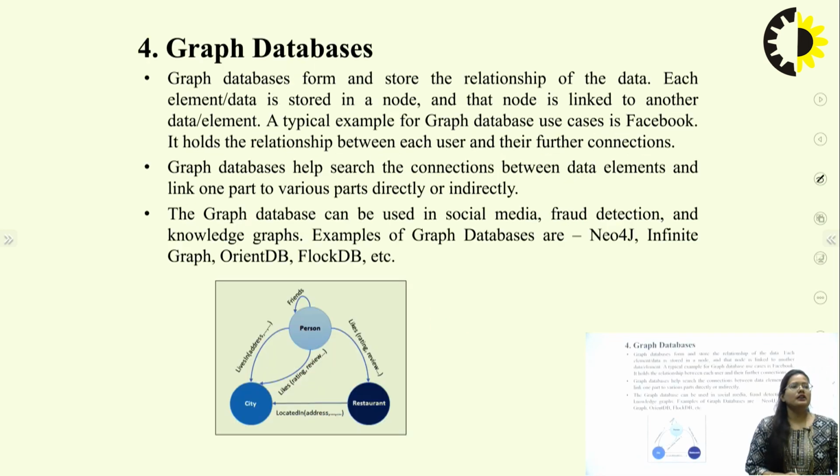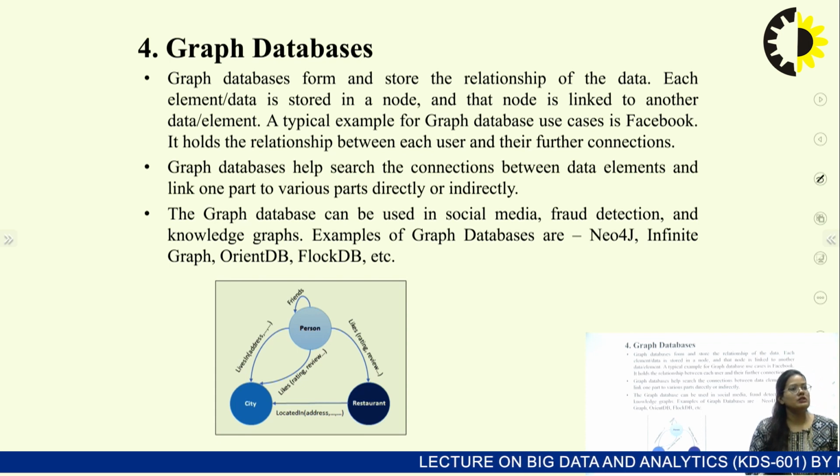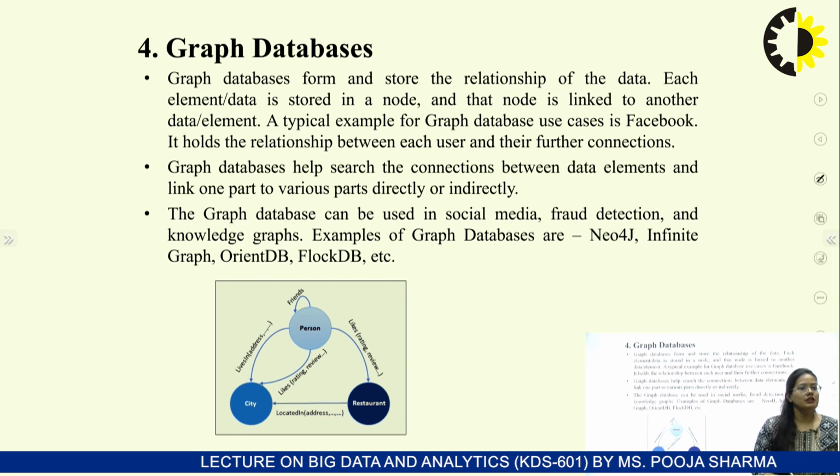Fourth one is the graph database. A graph database forms and stores the relationships of the data. Each element or data is stored in a node, and that node is linked to another data or element. An example of a graph database use case is Facebook, where it holds the relationship between two users and further connections.